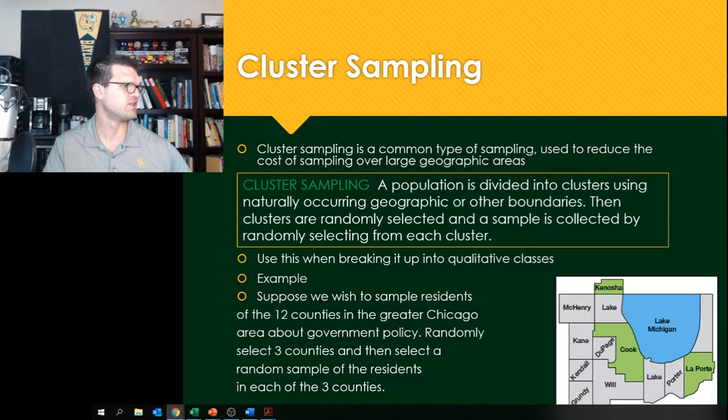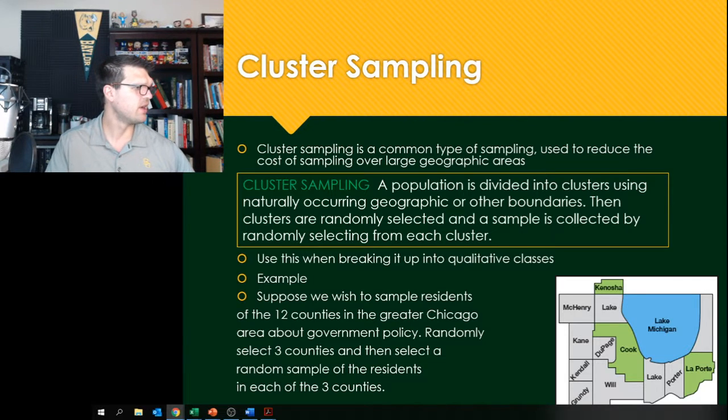95% of the sample would be from Cook County. So it's really good to say, okay, we're going to take 10 people from Lake, 10 people from McHenry, 10 people from Kane, 10 people from DuPage, Grundy, Will, Cook, Lake, and just take 10 people from each one, so that way you get a good representation from each county.